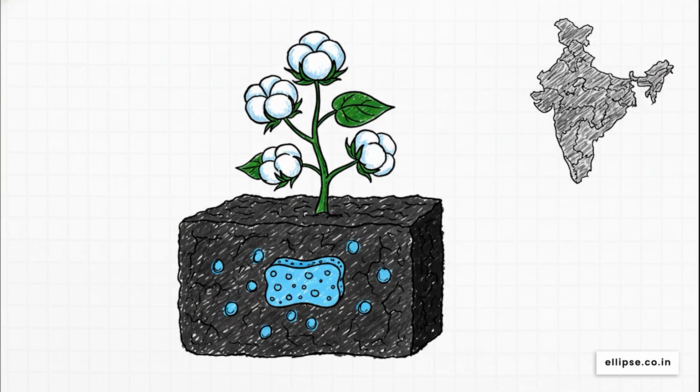Next up, we have black soil. Its other name is regur soil, and you'll often hear it called black cotton soil. Why? Because it is absolutely perfect for growing cotton. You'll find it mainly in the Deccan Plateau area, like in Maharashtra. Its superpower is that it can hold a lot of moisture, which is great for crops. Just like the last one, this is a super important topic for your exams, so make sure you know it well.